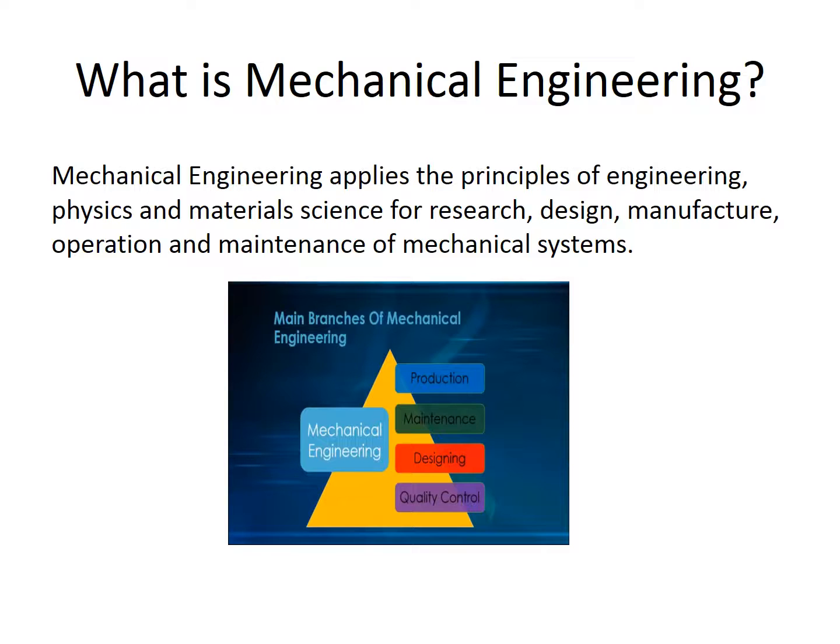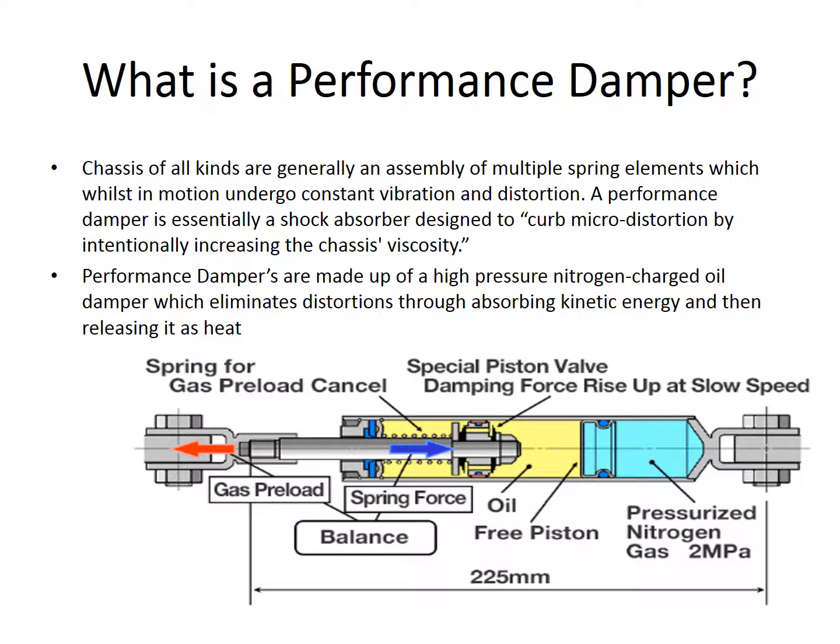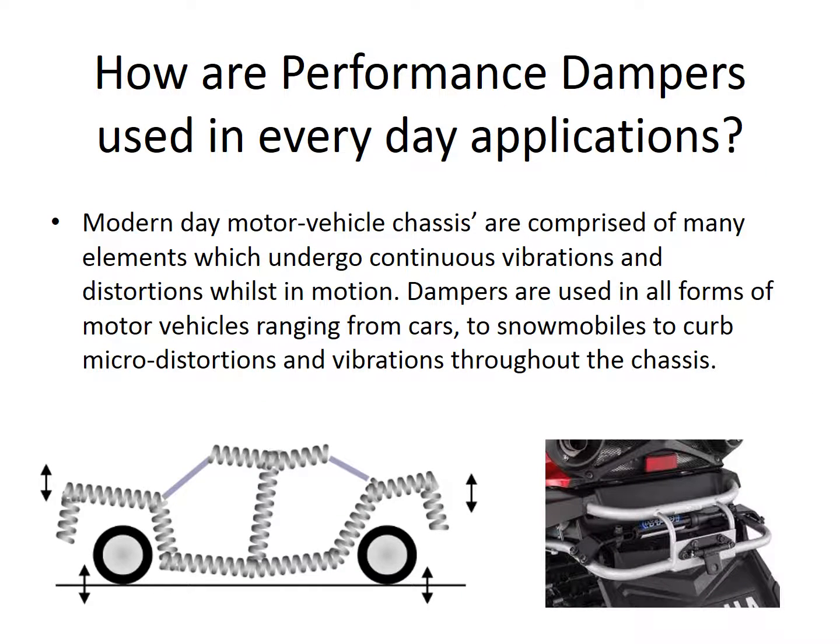Mechanical engineering applies the principles of engineering, physics, and materials science for research, design, manufacture, operation, and maintenance of mechanical systems. Chassis of all kinds are generally an assembly of multiple spring elements, which whilst in motion undergo constant vibration and distortion. A performance damper is essentially a shock absorber designed to curb micro-distortion by intentionally increasing the chassis' viscosity. How are performance dampers used in everyday applications?